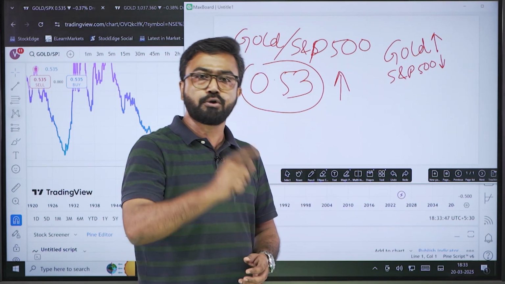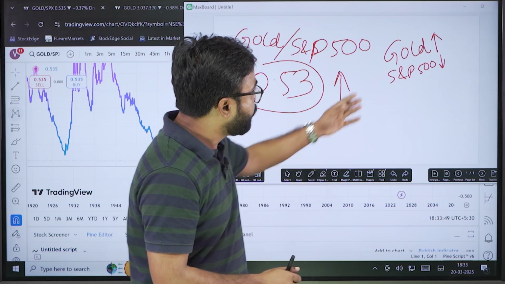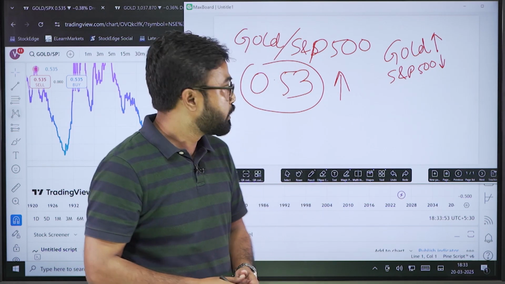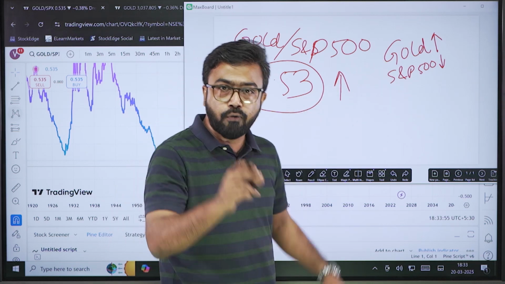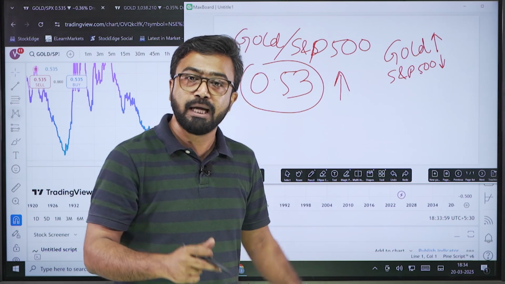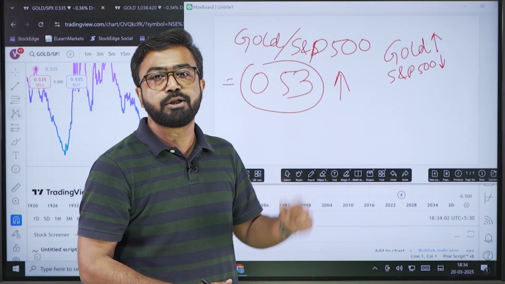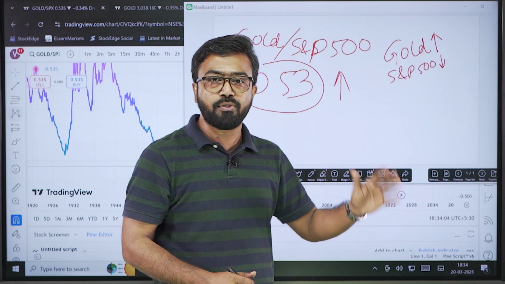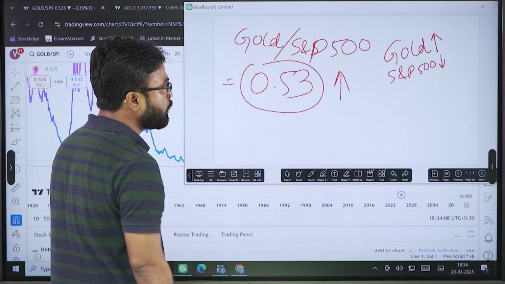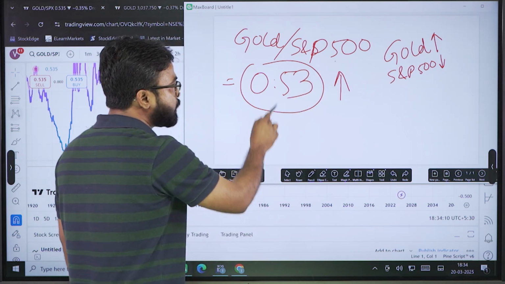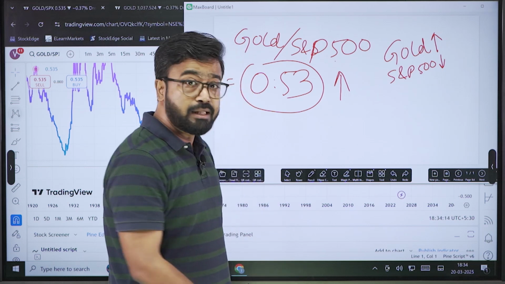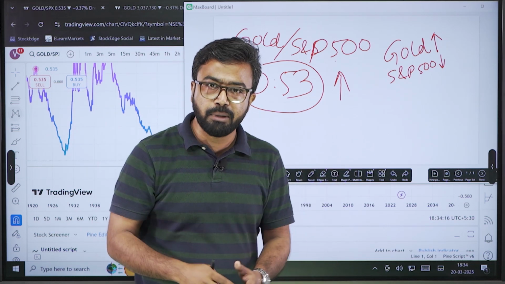Correct? There is also another instance. That is, if gold and S&P 500 fall, gold should fall less and S&P 500 should fall more. In that instance also, that ratio chart will increase on the upside. Because gold is directly proportional to this particular figure and S&P 500 is inversely proportional to this 0.53. Correct. And there are other permutations and combinations also.